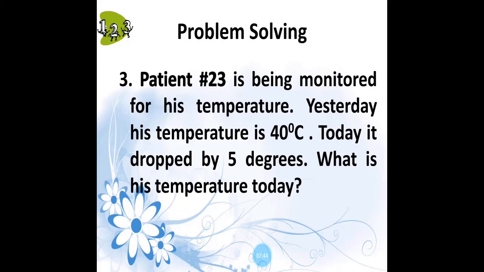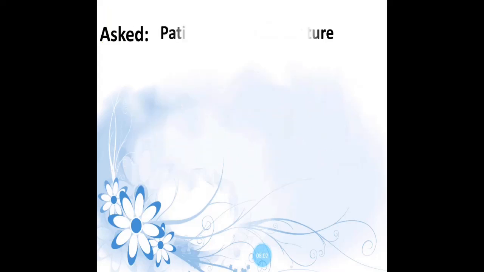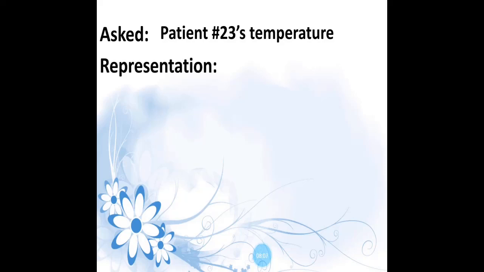Patient number 23 is being monitored for his temperature. Yesterday, his temperature is 40 degrees Celsius. Today, it dropped by 5 degrees. What is his temperature today? Let's have patient number 23's temperature. Next, our representation will be 40 degrees Celsius and dropped by 5 degrees Celsius. The word there is dropped. Therefore, that is -5.